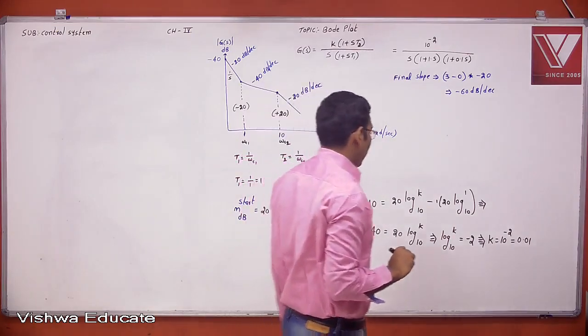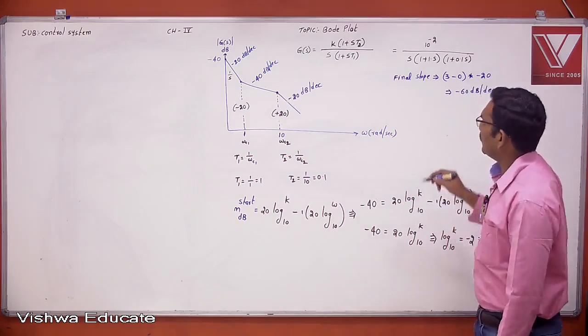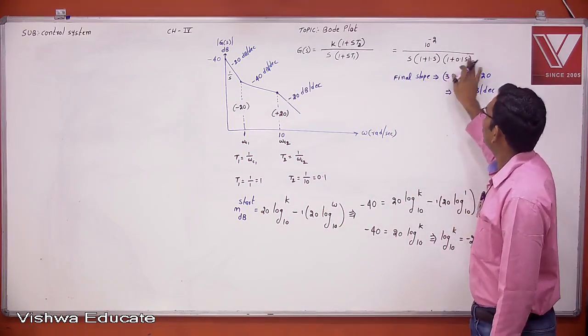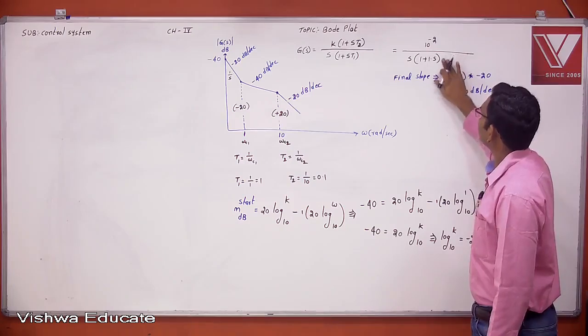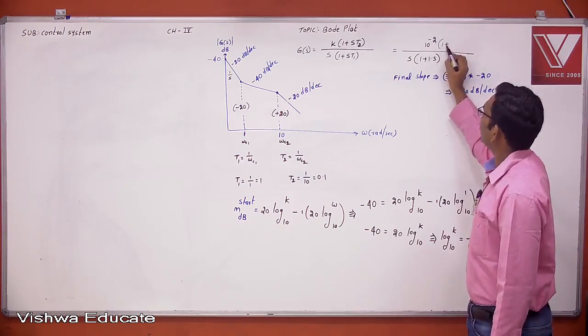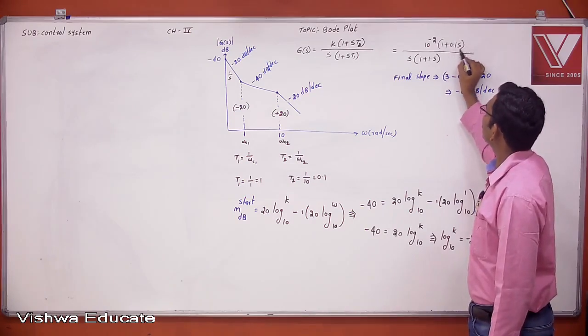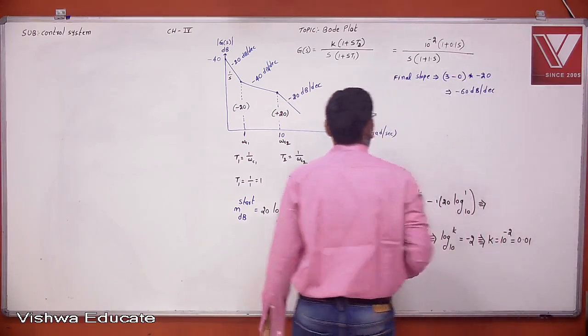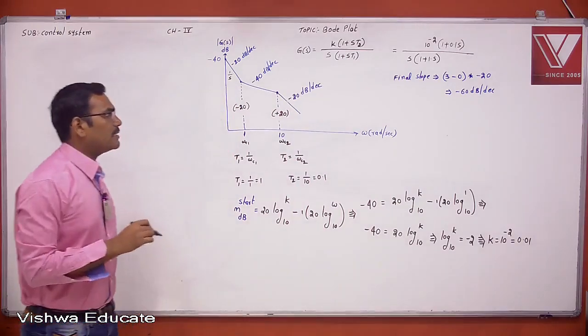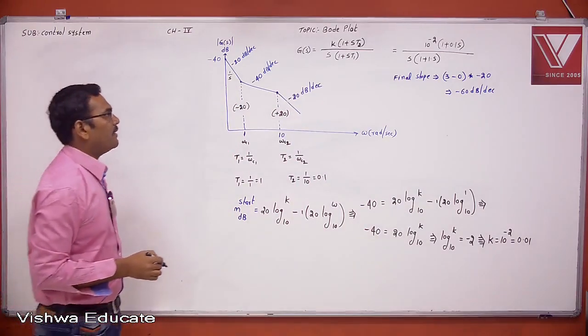Now K is 10 power minus 2, s into (1 plus s t1), t1 is 1, divided by (1 plus s t2), t2 is 0.1, into s. Now again, is that correct or not? How can we verify? Final slope.